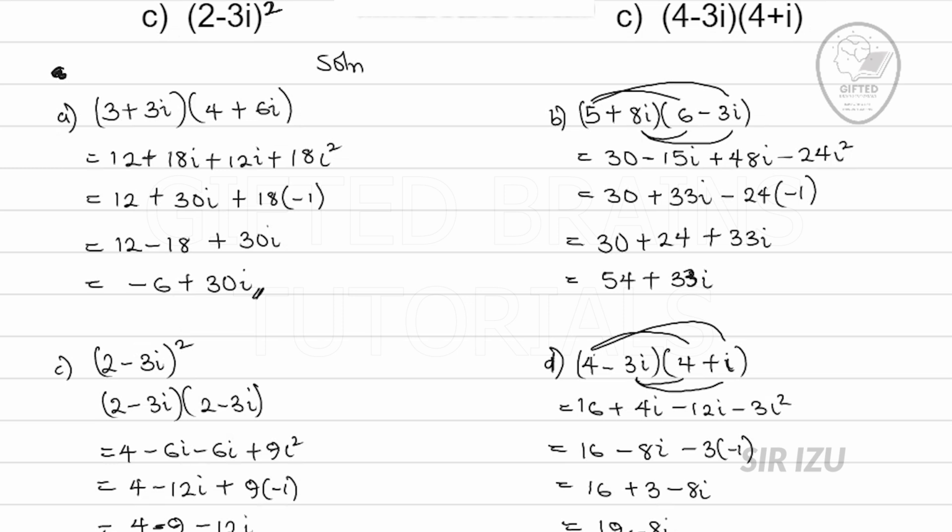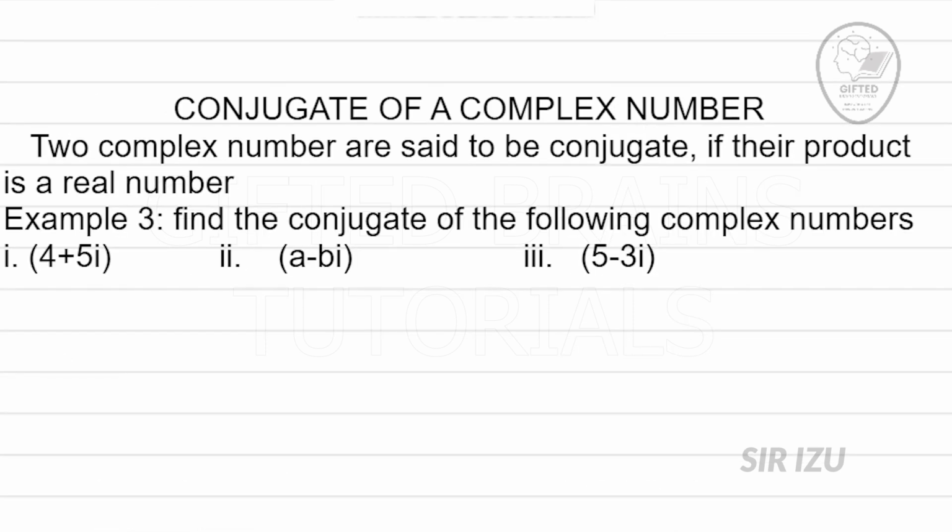Now let's go to conjugate of a complex number. You see, two complex numbers are said to be conjugate if their product is a real number. This is just similar to conjugate of a surd, but even if you don't know that, it's not a problem. Now, for the first one, solution.